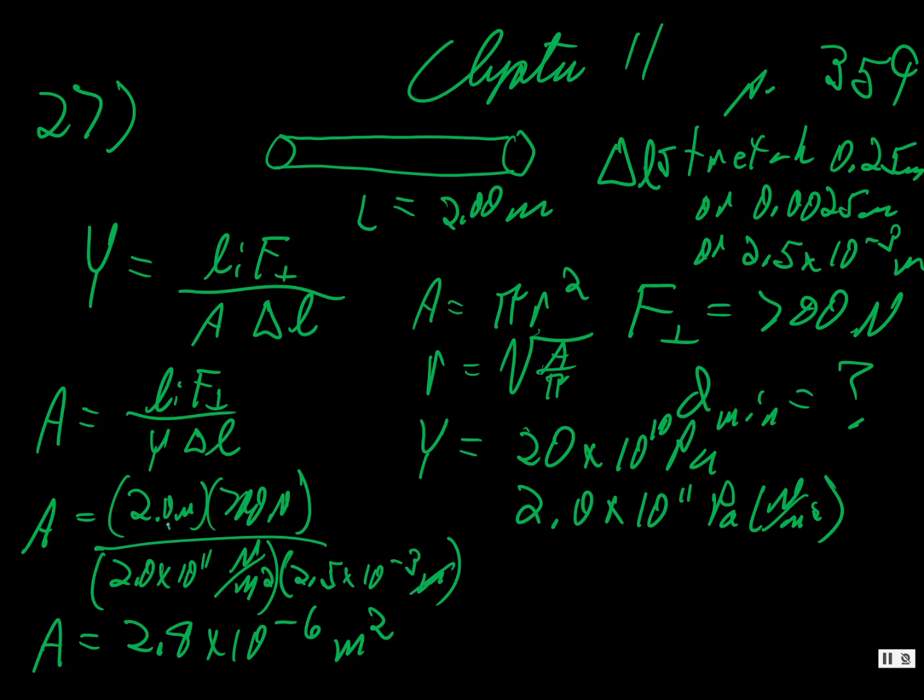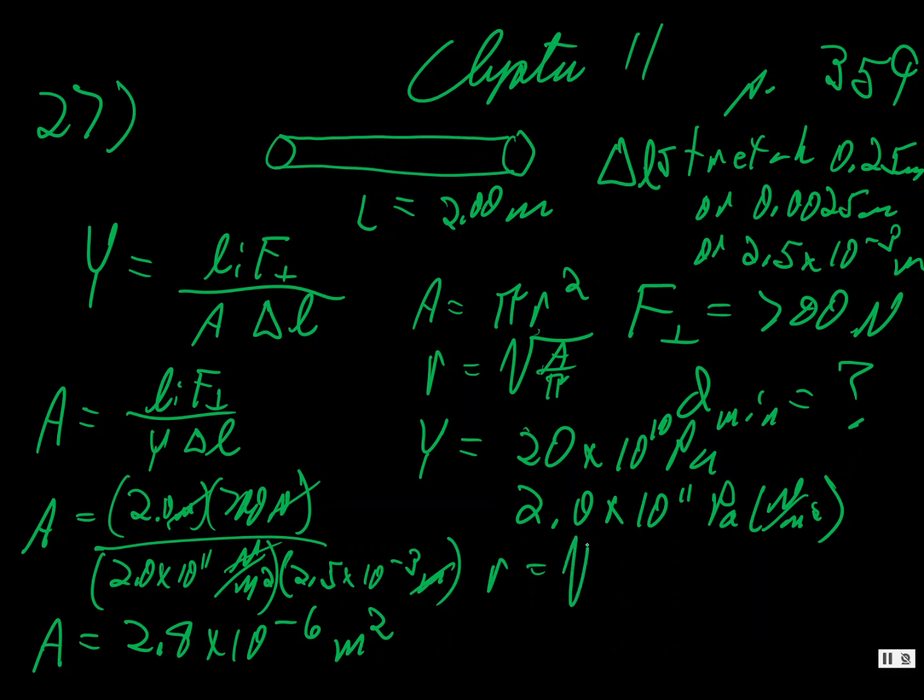These meters cancel out, the newtons cancel out, and we're left with meters squared. Okay? That's how we get to that. Now we know the area, we can find the radius. So the radius is equal to what? Well, we've already determined that it is the square root of the area divided by pi.